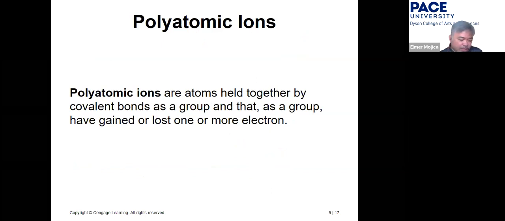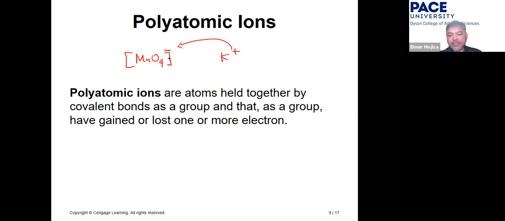Now, how about the polyatomic ions? They are usually held together by covalent bonds, but as a group, they also lose or gain one or more electrons. So you treat them as a whole. For instance, the permanganate. Within it, you have covalent bonds. But as a whole, if you pair it, let's say with K, what will happen? The K will lose the electron and the whole permanganate will gain it. So you will have KMnO4. The K is the positive charge, and the whole permanganate is the negative charge.